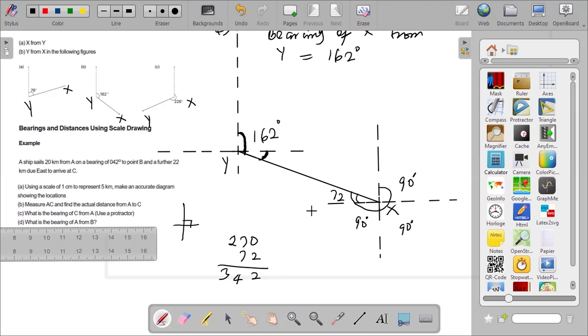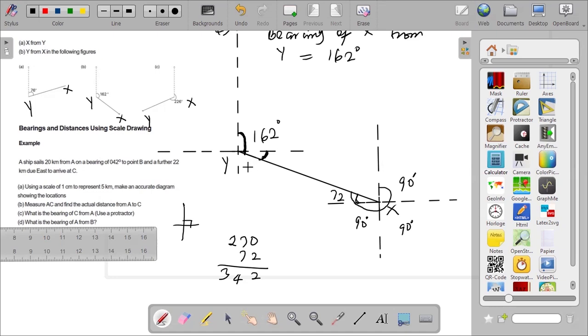To get the bearing of y from x, the bearing is measured from north in the clockwise direction. So it starts from north until we get to this line here. Each of these quadrants is 90 degrees, this is another 90 degrees, this is another 90 degrees. So 90 plus 90 plus 90 is 270. Then this tiny angle here is alternate to this angle, which is 72.